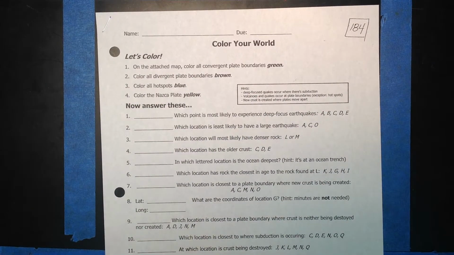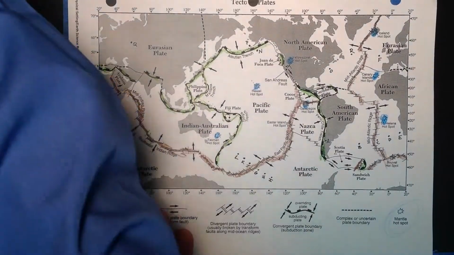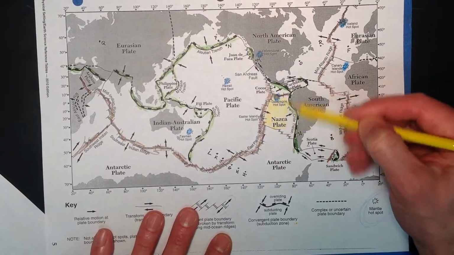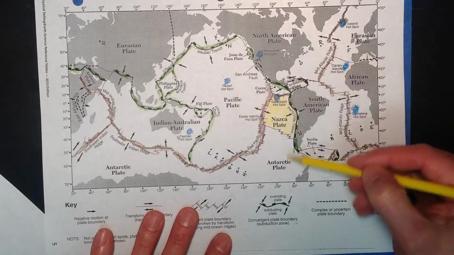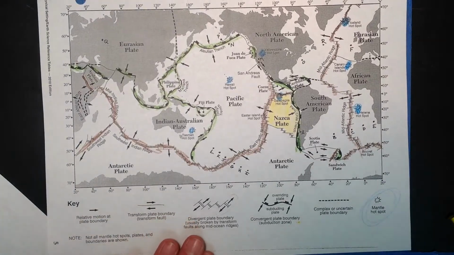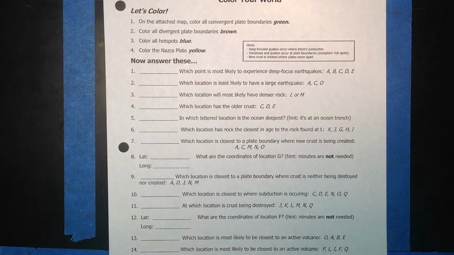And then the last coloring thing is to color the Nazca plate yellow. So get some yellow. Nazca plate right here. I'm going to color it yellow. Nazca plate. So see the names of the plates here. It's the Nazca plate, color yellow. Not a lot of coloring on this sheet really. Let's see what we have going on here.